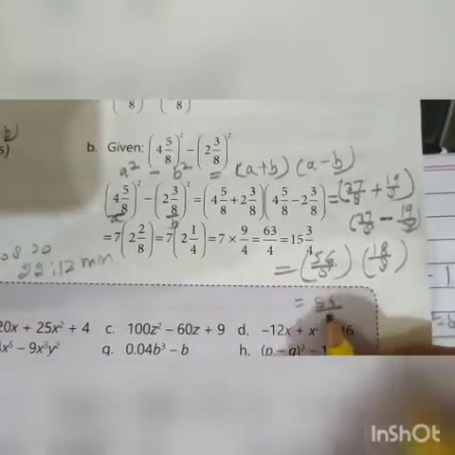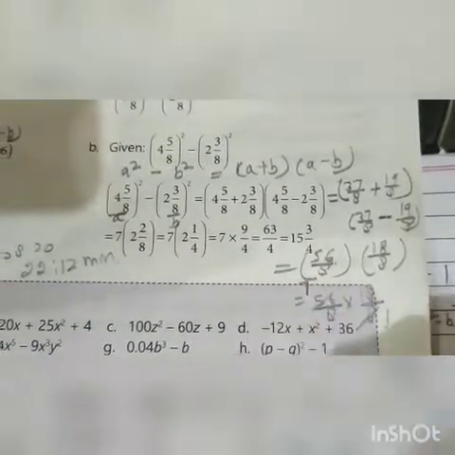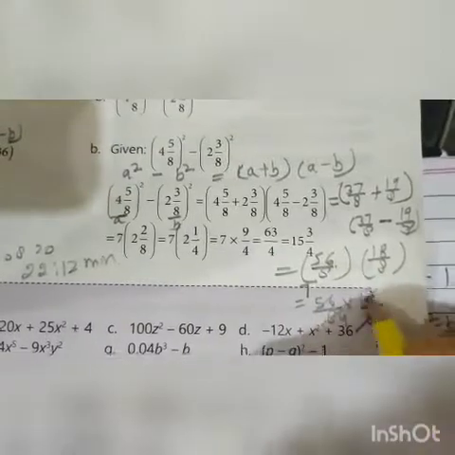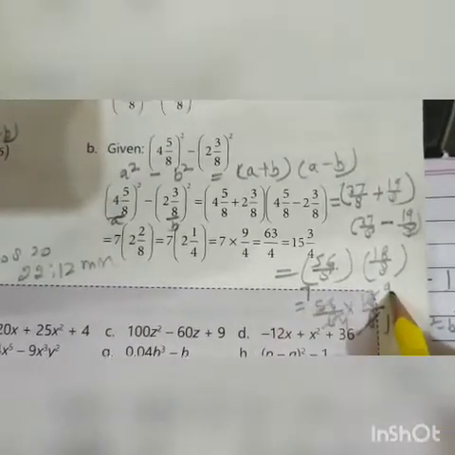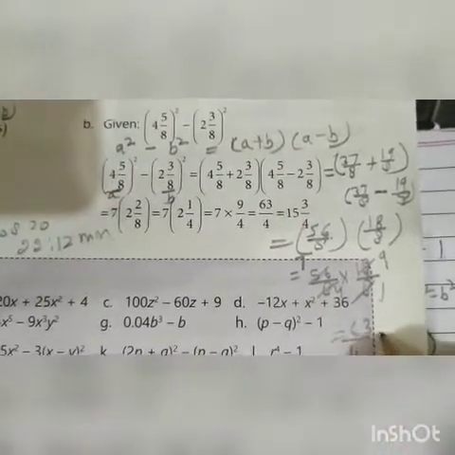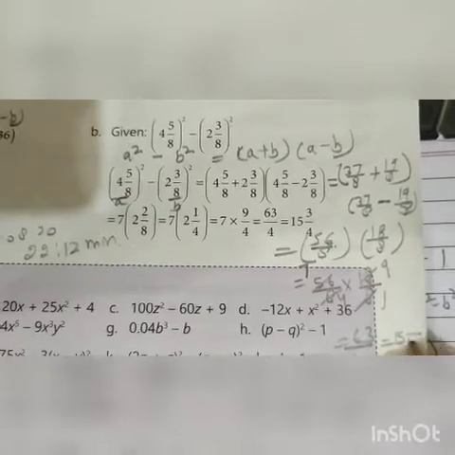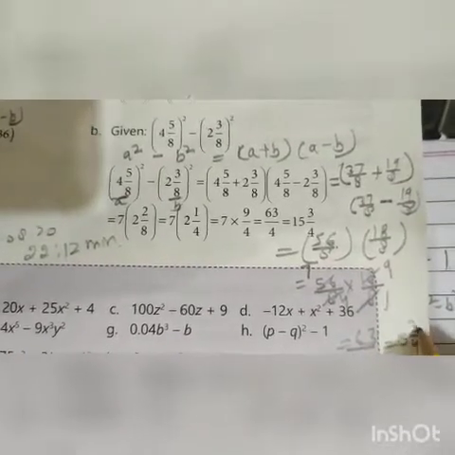Now 56 upon 8 into 18 upon 8. 8 ones are 8, 8 sevens are 56, 2 fours are 8, 2 nines are 18. 7 nines are 63 upon 4. It will become 63 upon 4. You will divide this 63 by 4. We get 15 and 3 upon 4.